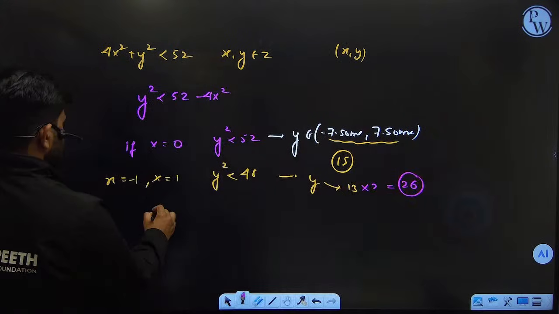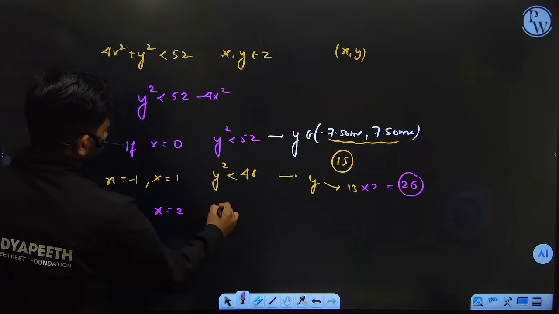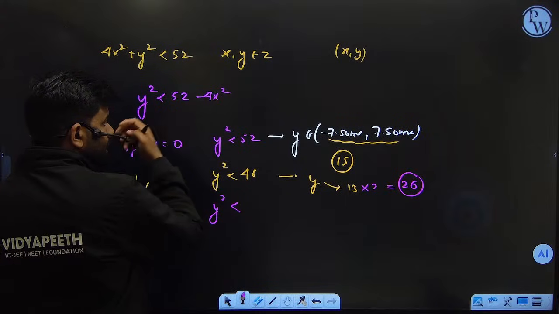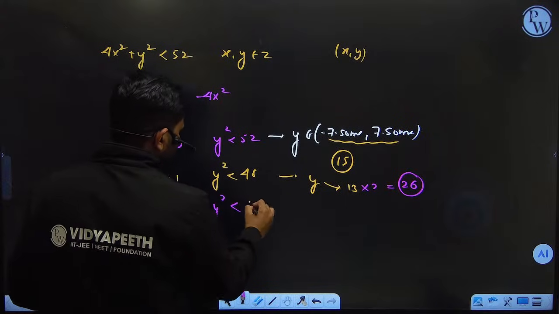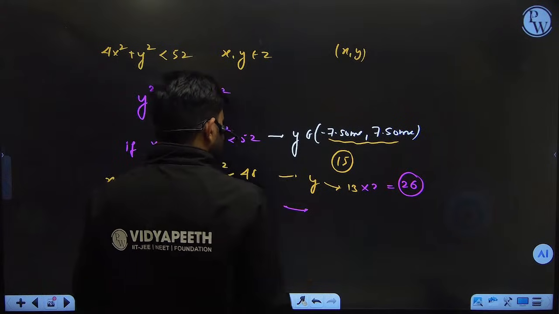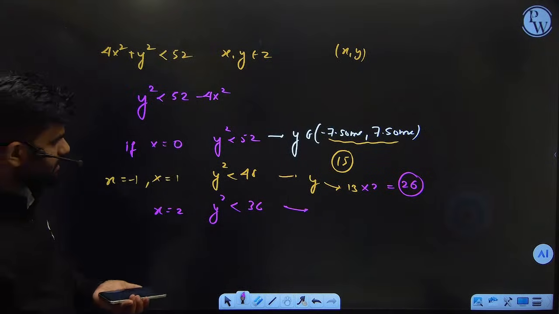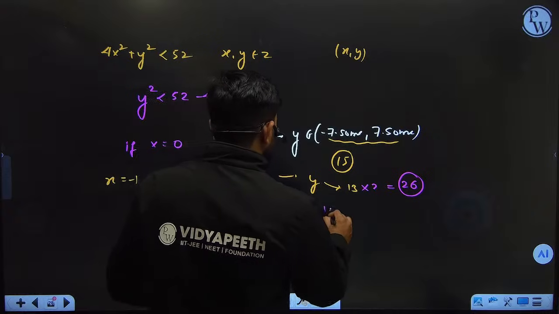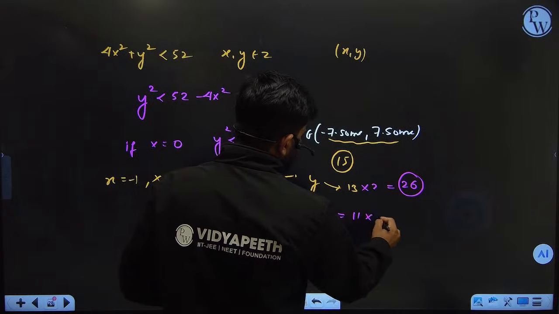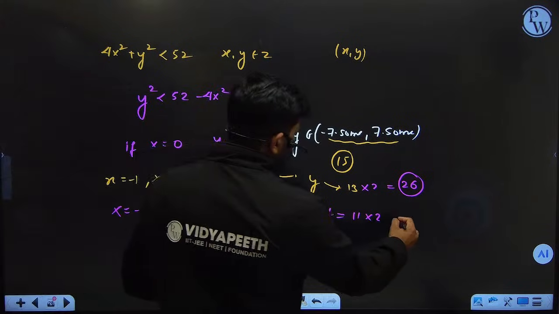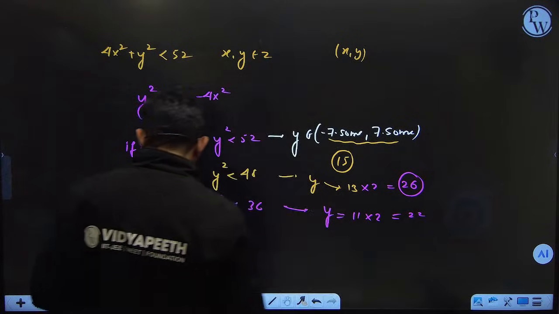Now if you put x equals to 2, y square will be less than 52 minus 16, which is 36. So how many points will it give? Minus 6 to plus 6, but minus 6 and plus 6 are not included. So the y values will be 11 into 2, because we can take x equals to minus 2 also. So we will get 22.